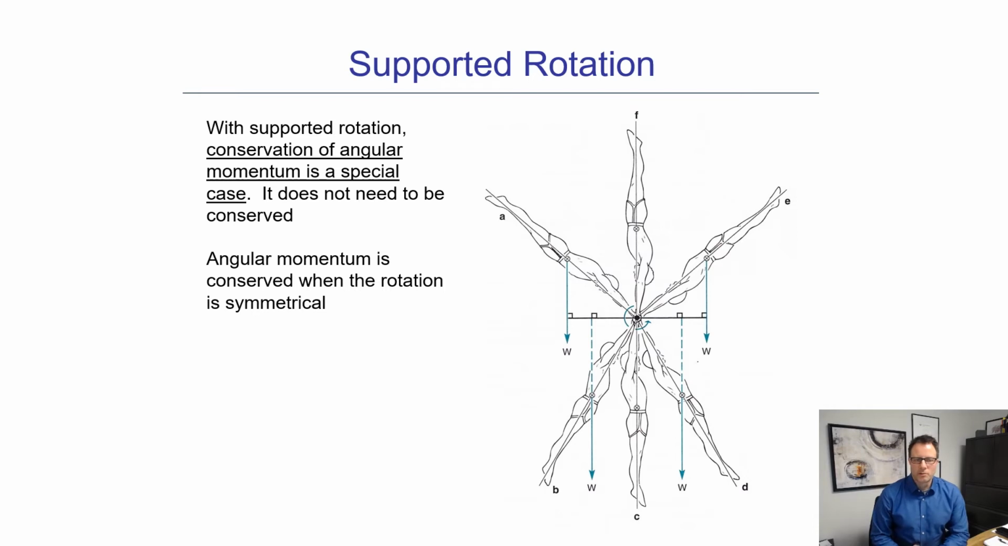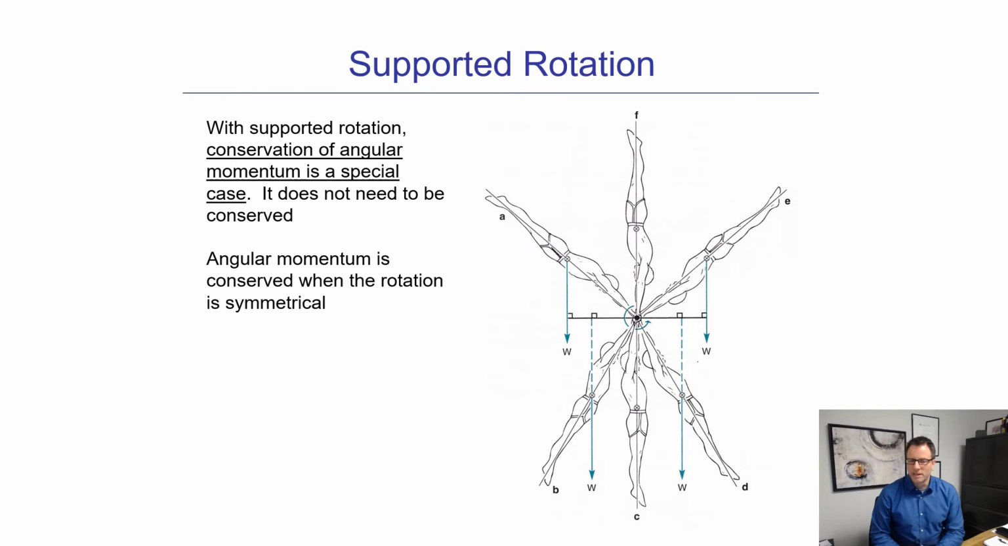And so with supported rotation, we do not have constant angular momentum. Angular momentum does not need to be conserved. And the reason for that is you can do work on the system through those reaction forces. And so as an athlete, for instance, does a great circle on the bar in the diagram here, you're being worked on by gravity, and gravity will cause a torque about the center of rotation because the center of rotation is the bar, the hands, and not the center of mass.